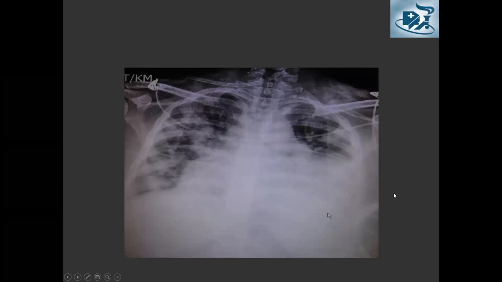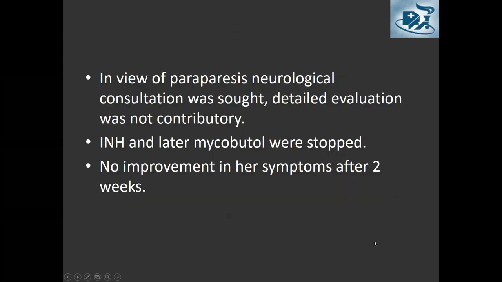Not a good picture, but you can see the collaterals here, a suffused face. She had a brachiocephalic fistula in the left upper limb, and she came to us with paraparesis. She had this chest x-ray at presentation and was breathless. She was lifted by her father from the bed and was in a bad state when she came to us. Outside, she was started on anti-tubercular therapy, ATT, but then it was stopped. They were assuming that the paraparesis was probably because of INH, but her symptoms were not improving.